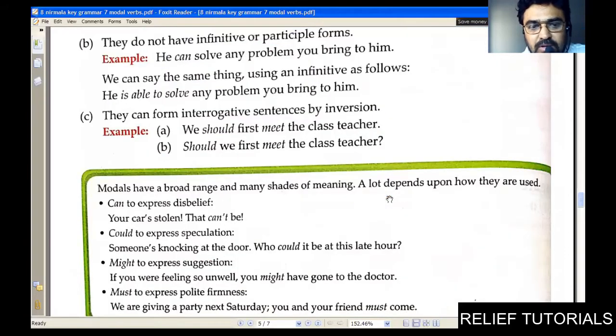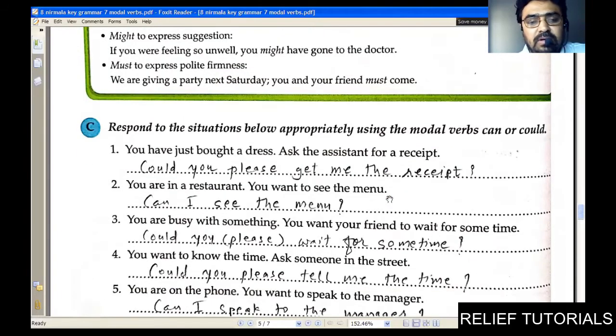Okay. You just bought a dress. Now out of this situation, what do you have to do? See, ask the assistant for a receipt. So it's a very polite request. Could you please get me the receipt? Can is more of ability or suggestion over there, so it's better to go for could.